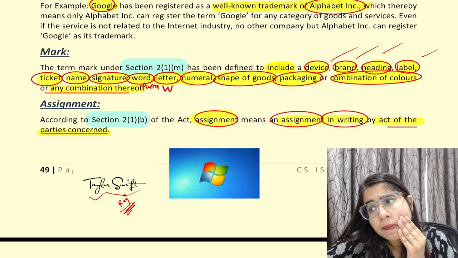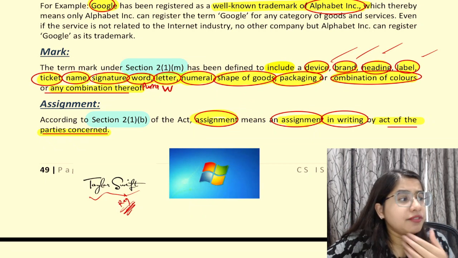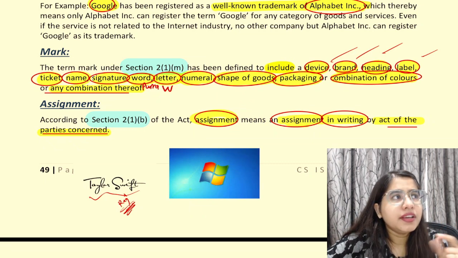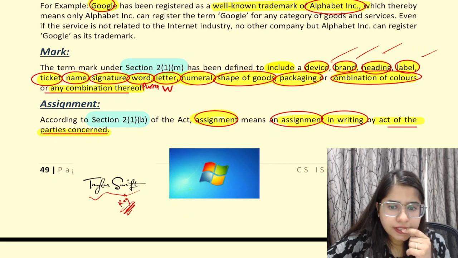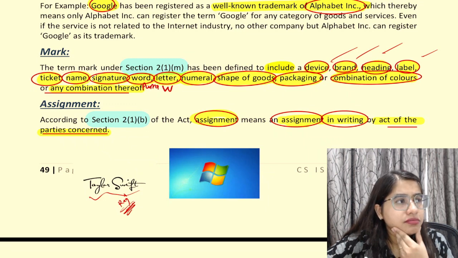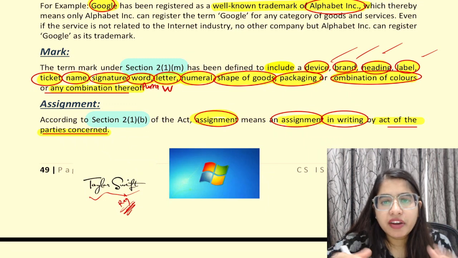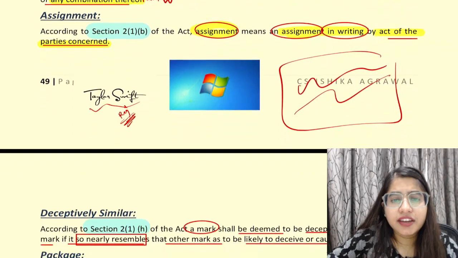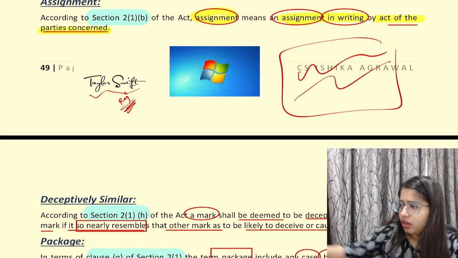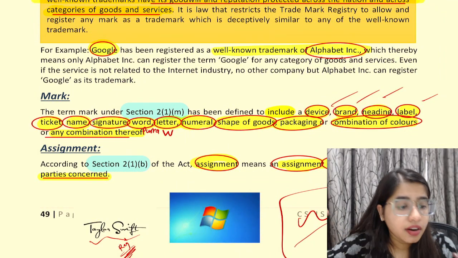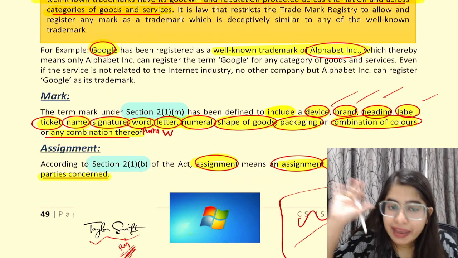Ticket, I'll give you an example of a ticket. I had some example in my mind, not able to recall it. Some brands provide tickets, and their tickets are unique. The ticket shapes, whatever. Let's say this is the ticket, some design is made in the ticket. So you can get a ticket also. Let's say you are selling BookMyShow tickets, that ticket also can be registered as a trademark.